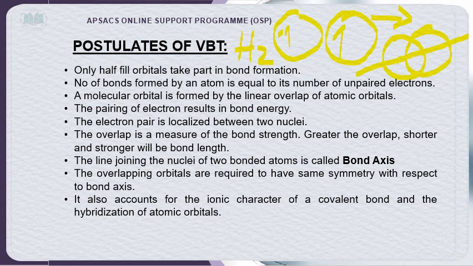This is called a linear overlap, right? They will be arranged linearly with respect to each other. Now, the next one is the pairing of electrons results in bond energy.